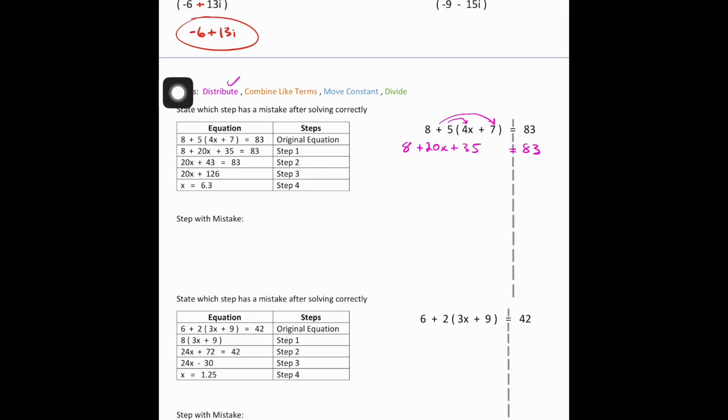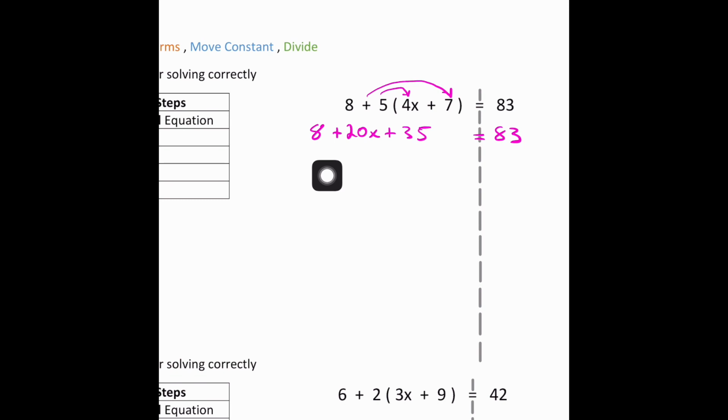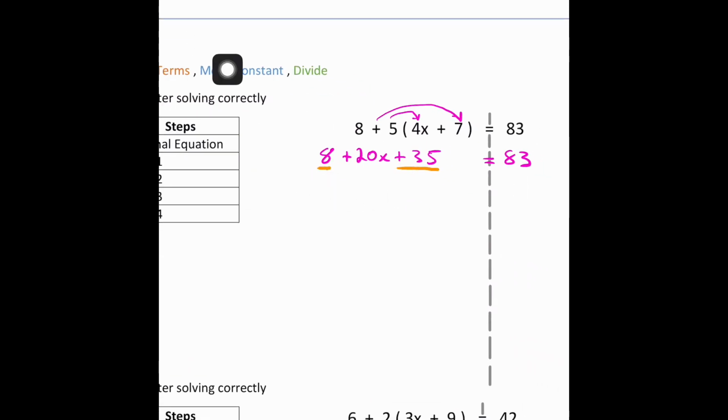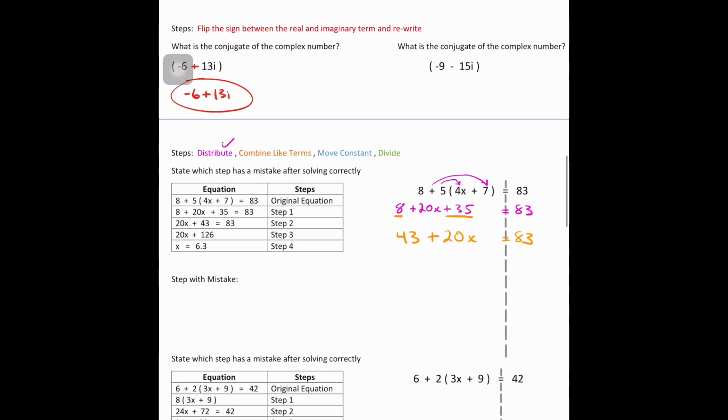Let's combine like terms and see what happens. What can we combine here? Yes, great job recognizing that: the 8 with the 35. If we do 8 plus 35, you'll get 43. Bring down your plus 20x equals 83. So we have 43 plus 20x equals 83. They have 20x plus 43 equals 83. It's 20x and a positive 43, and it still equals 83. So we're looking good so far.